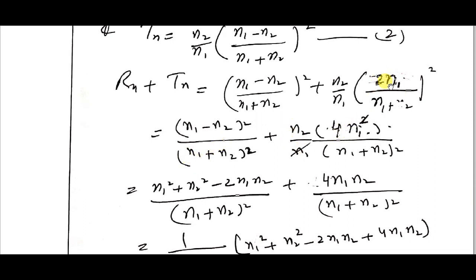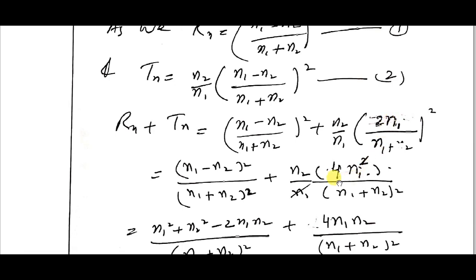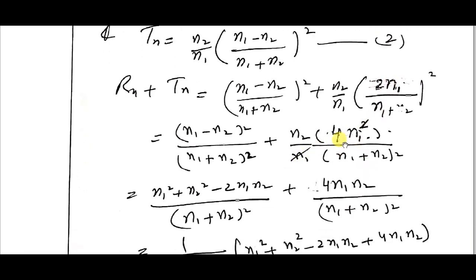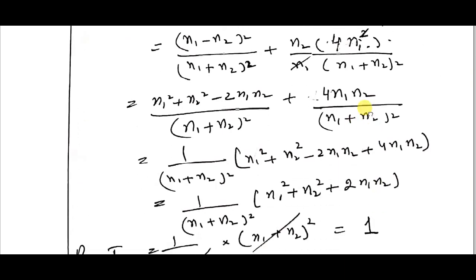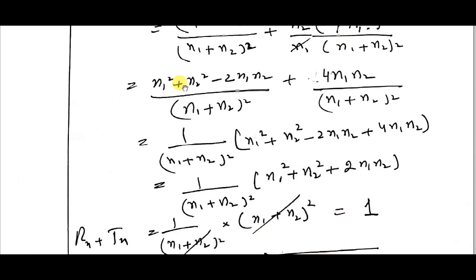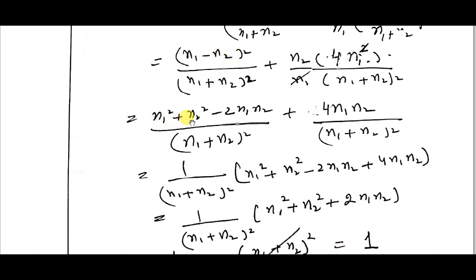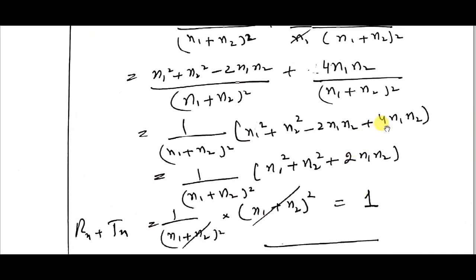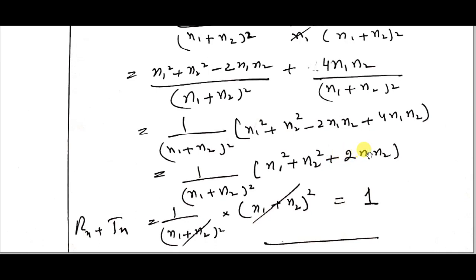Now if we open that, the 2 and 1 become 4 and 1 square, and n1 cancels out, leaving 4 n1 n2 in the numerator. In the denominator we have n1 plus n2, whole square, so we can take this common. Inside, what we have left is n1 minus n2 whole square opened, which is n1 square plus n2 square minus 2 n1 n2, and plus 4 n1 n2. So plus 4 n1 n2 minus 2 n1 n2 gives plus 2 n1 n2. This whole term is nothing but n1 plus n2 whole square, which cancels out, and we are left with 1, which is the required answer. That is, the sum of the reflection coefficient and the transmission coefficient is equal to 1.